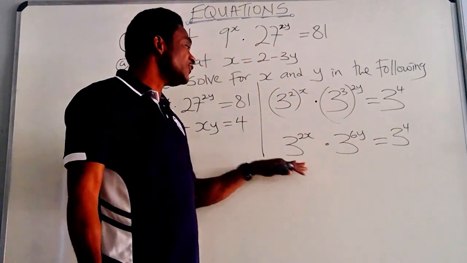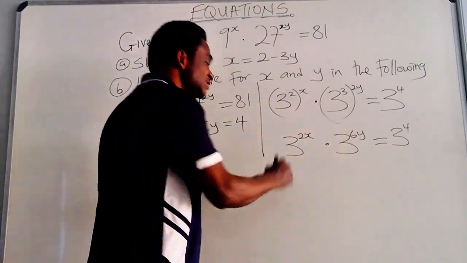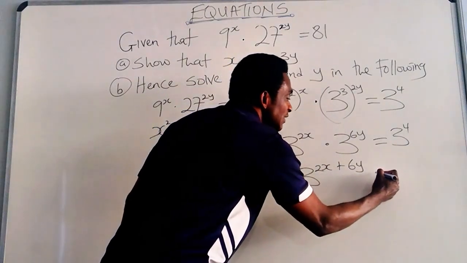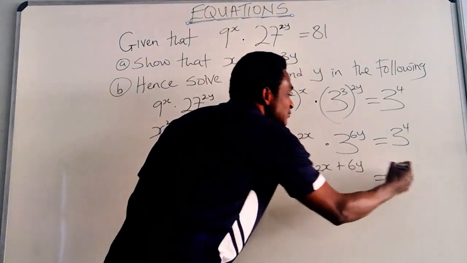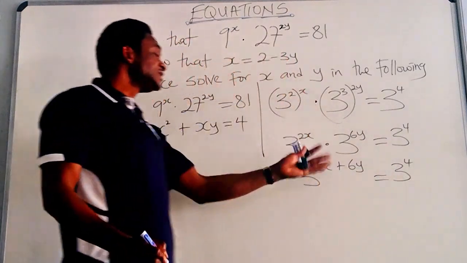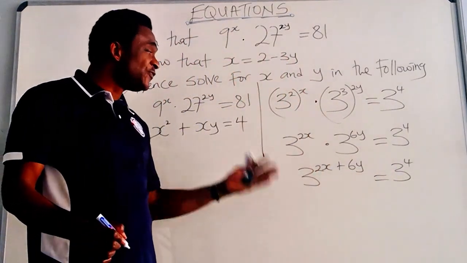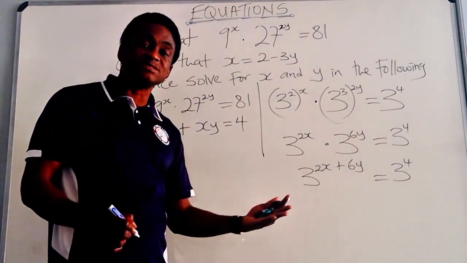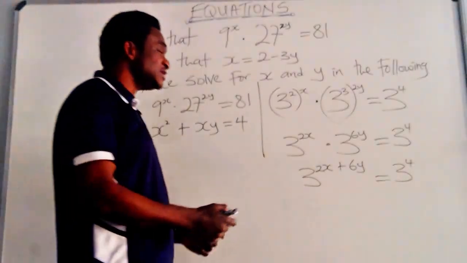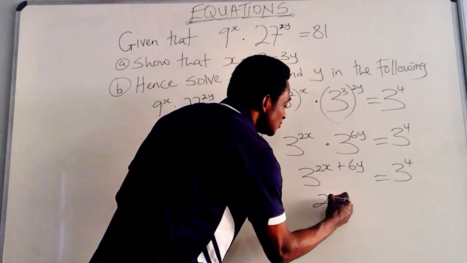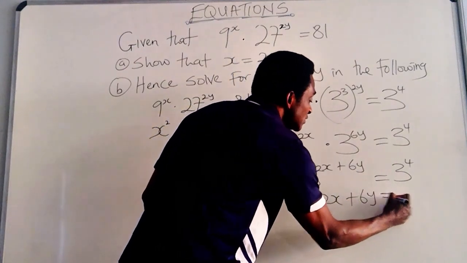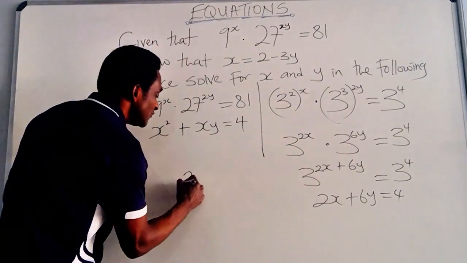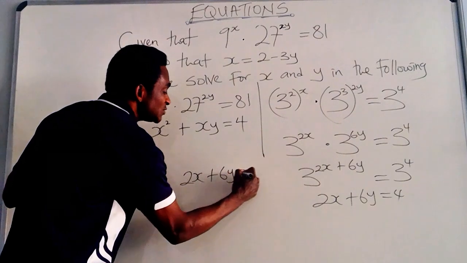Laws of exponents says if you are multiplying, take a common base and add the exponents. Now the next step is laws of exponents. If you have a common base being separated by an equality sign, drop the bases and take the exponents. So here we have 2x plus 6y equals 4.